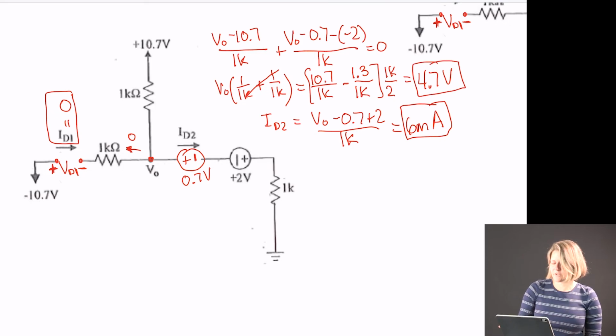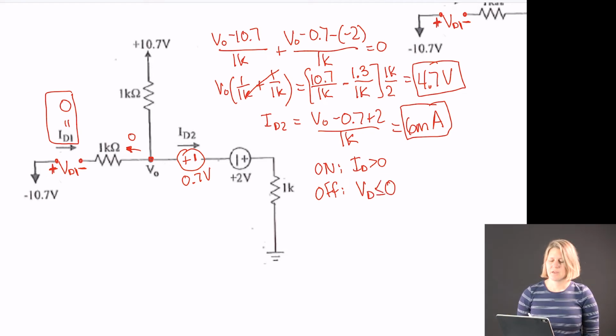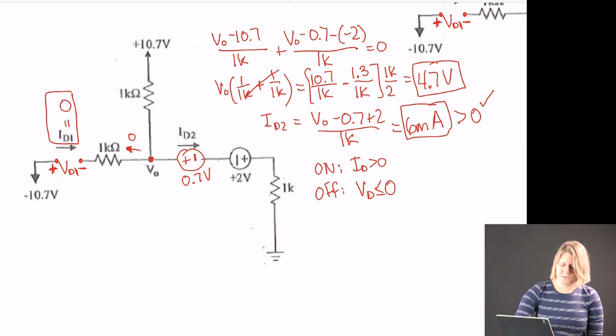So now that I have these values, I need to check that my assumption was correct. So for an on one, you're going to check that ID is greater than 0, and for off, you're going to check that VD is less than or equal to 0. So all we have to do is look at ID1 or ID2, and it is greater than 0. It's 6 milliamps.